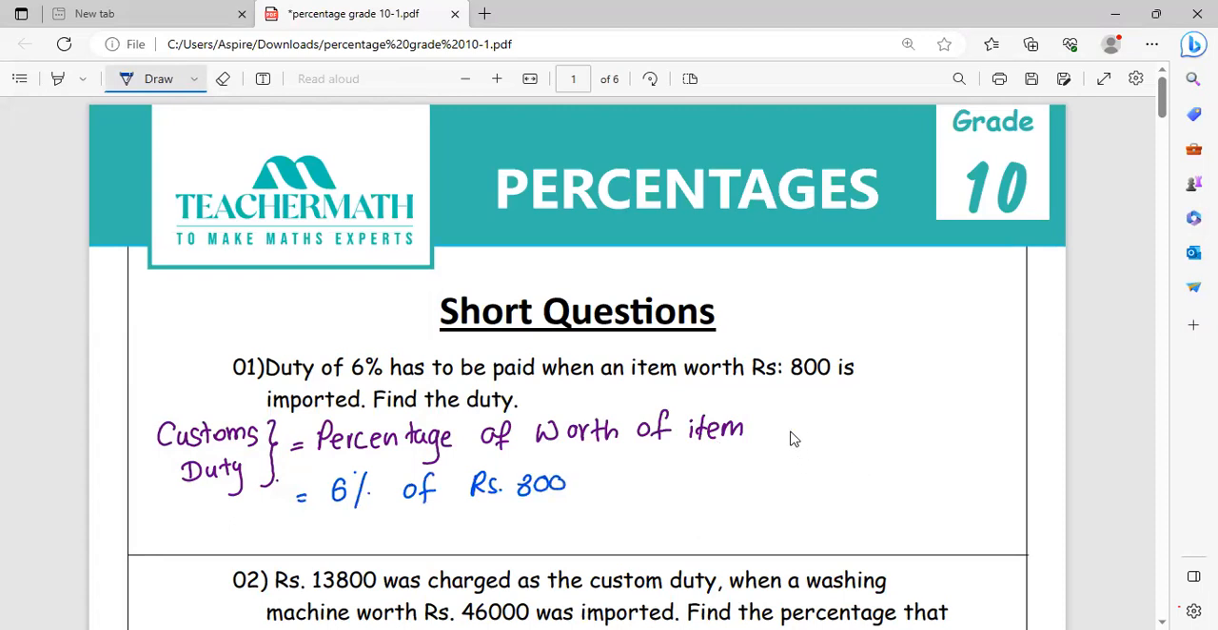Actually your calculation should be 6 upon 100 multiplied by 800. Then 0 to 0 cancel, 0 to 0 cancel, 6 into 8, it is 48 rupees. Okay, then when you give the marks, for the calculation 1 mark, and for the answer 1 mark, altogether 2 marks given.